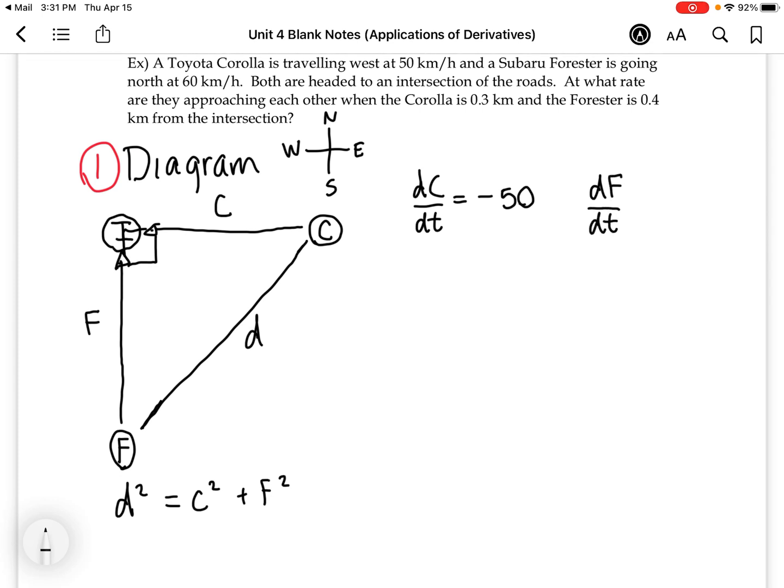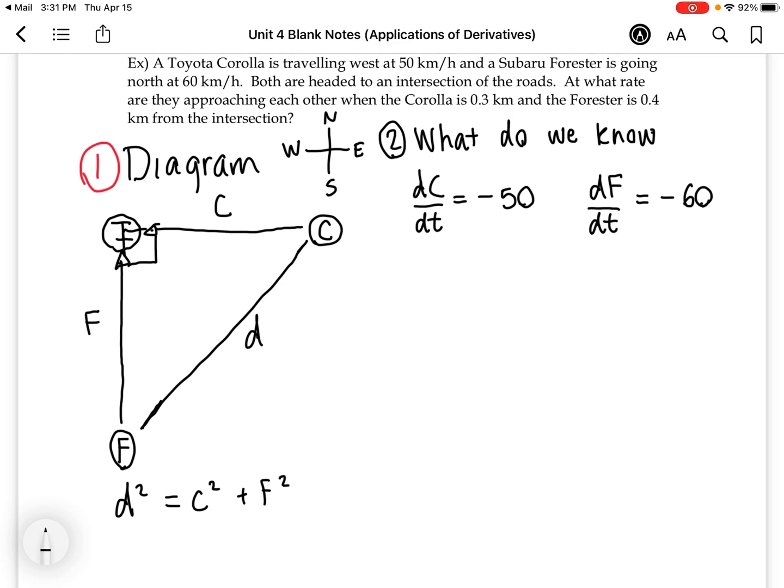We also know the rate of the Forester is 60, but again, the Forester is getting closer to the intersection. It's like it's narrowing in on the intersection. The distance between them is decreasing. So this is also negative 60. So this is what do we know?